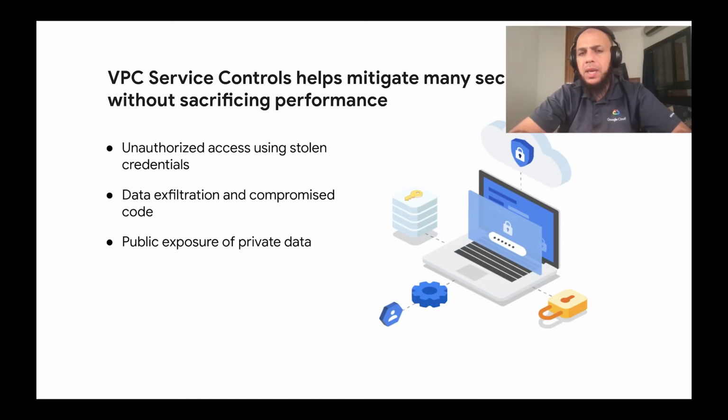VPC Service Controls are there to help you resolve any security risks without having a hit on performance. They should work hand in hand with Cloud IAM, so I can still give the right IAM access to those resources, but I need to be able to control that whoever has those permissions is not able to put any data at risk outside my project. This is what we call data exfiltration. I don't want to copy anything that is relevant to my company outside, or have public exposure of my private data.